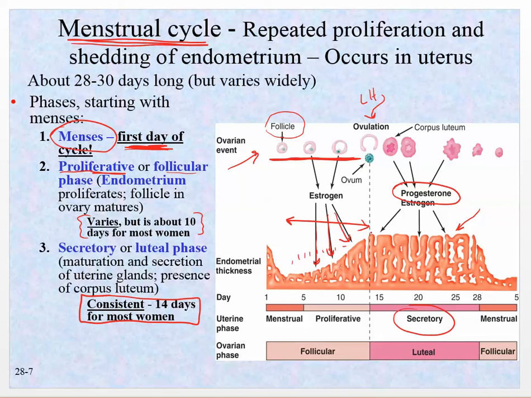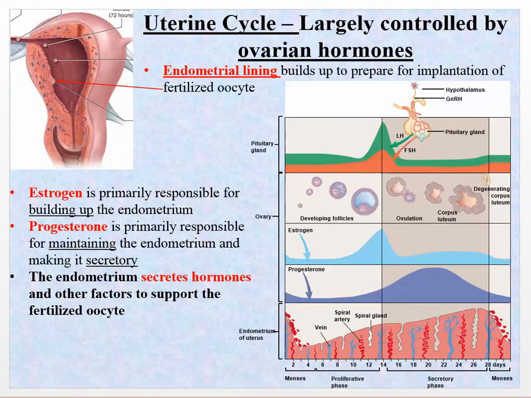Depending on your own particular cycle, you can pretty much guess how long it's going to be until menses takes place, if you know exactly when ovulation takes place. And that's not always easy to know. Okay, so the uterine cycle, again, estrogen is primarily responsible for building up the endometrium. We've mentioned that. Progesterone is primarily responsible for maintaining the endometrium and making it secretory. We've mentioned that. And I mentioned the endometrium secretes hormones and other factors to support the fertilized oocyte.